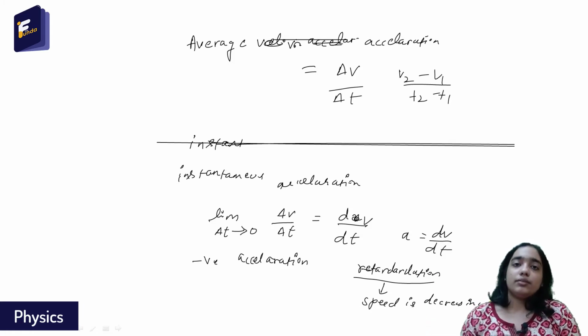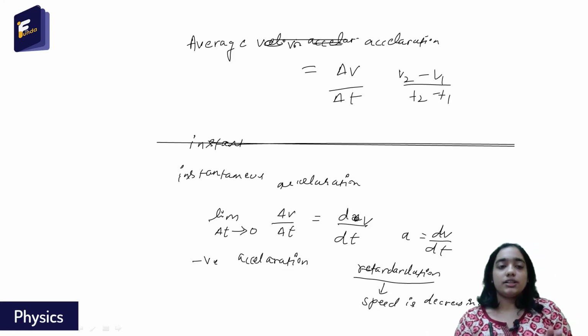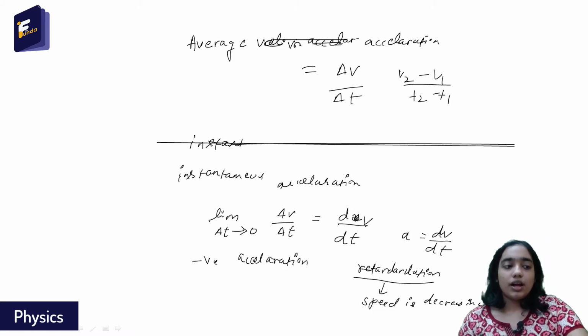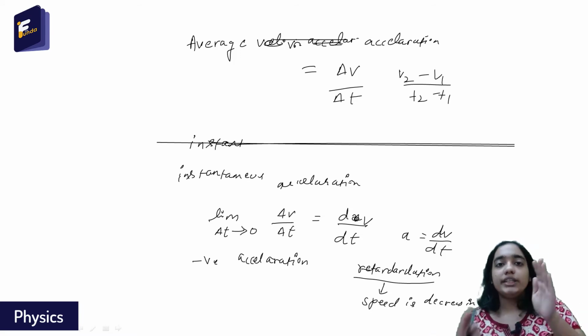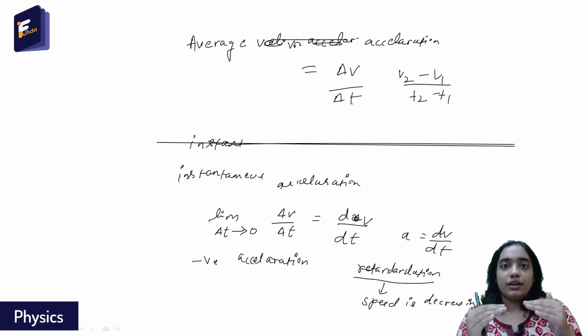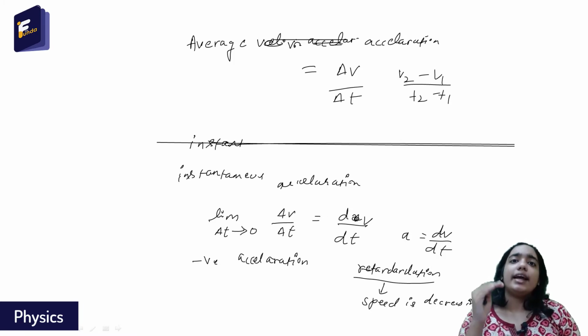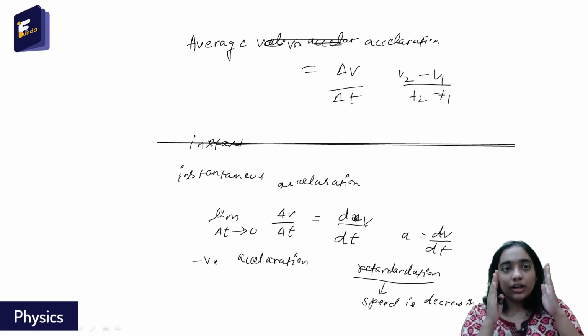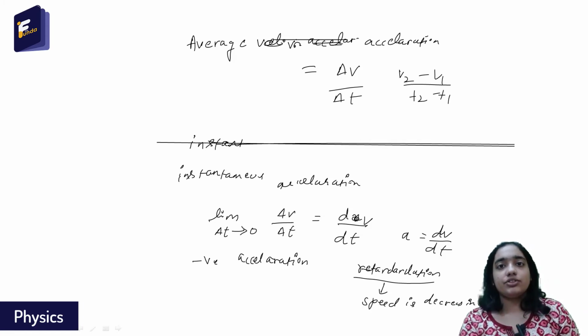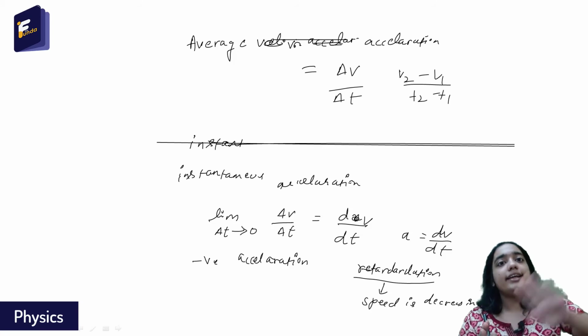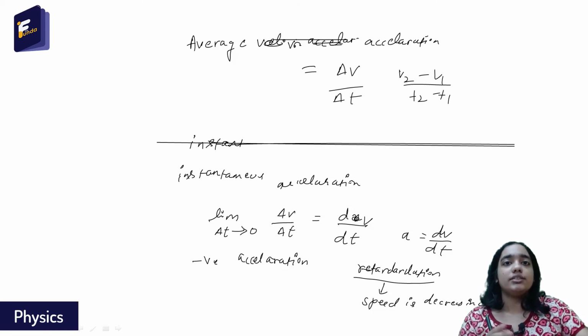What I mean by retardation is, if now the speed is 10, after some time the speed will be 8 or something less than 10, and it will go on decreasing. Retardation means that the speed is decreasing. Negative acceleration means that the acceleration is in the negative direction, whichever direction we have chosen as the negative direction.